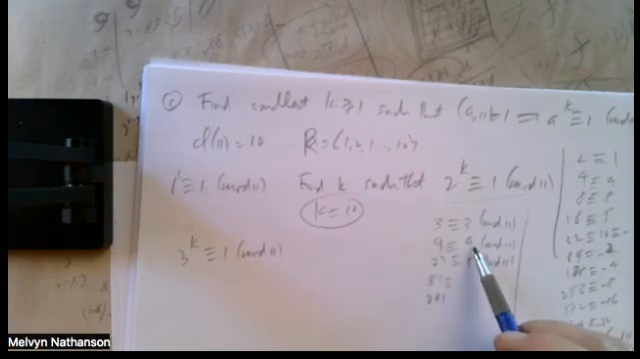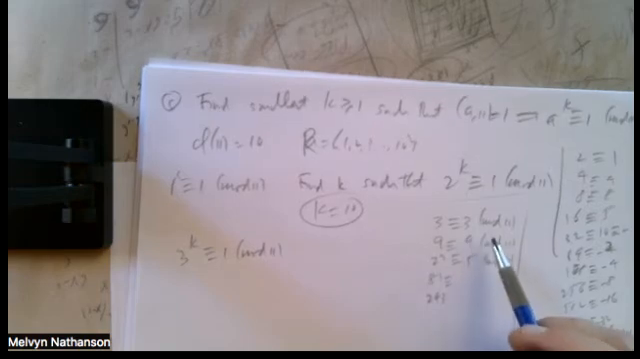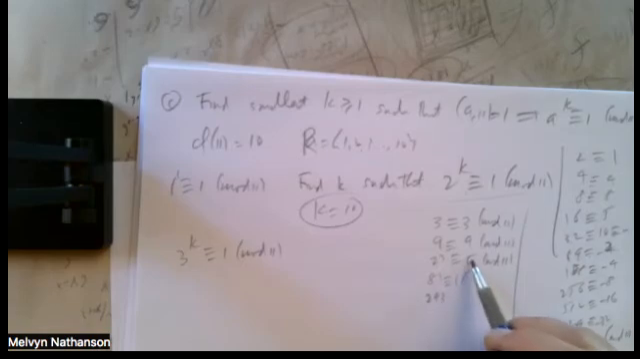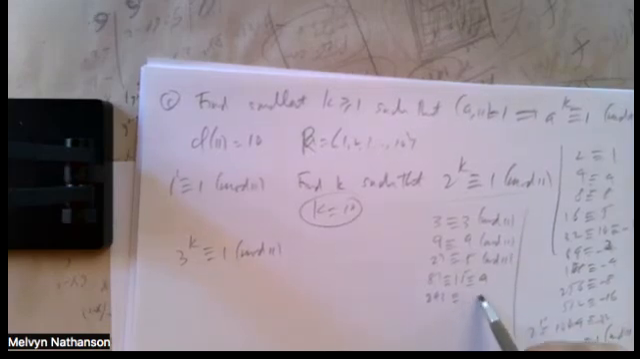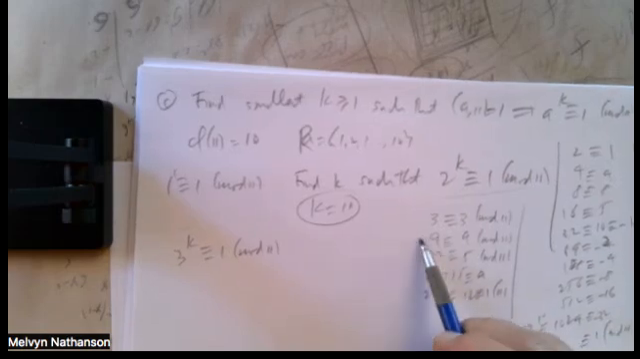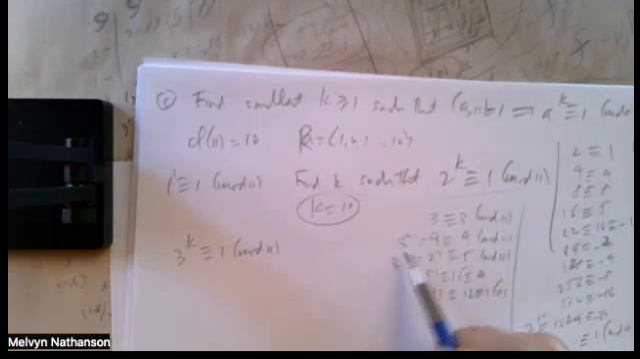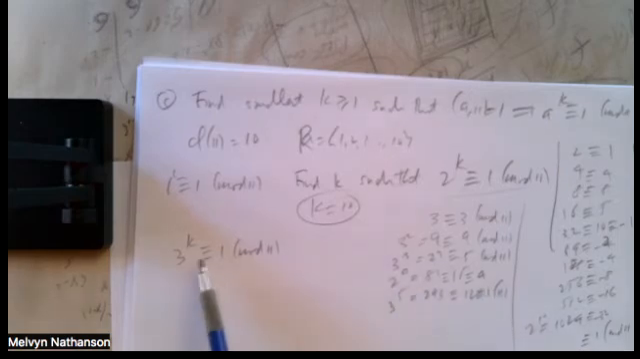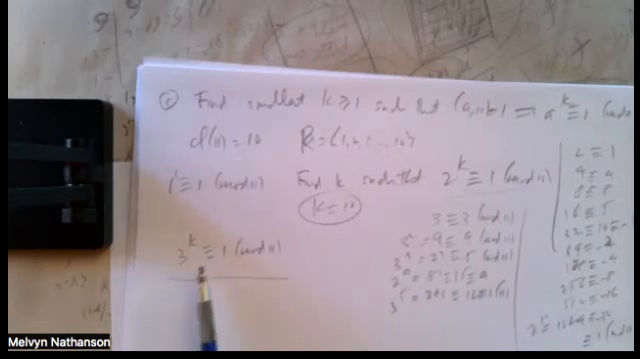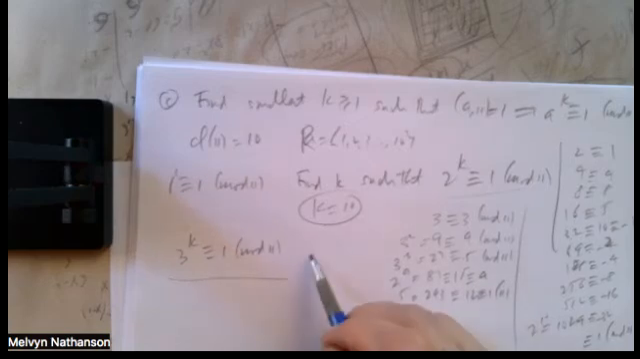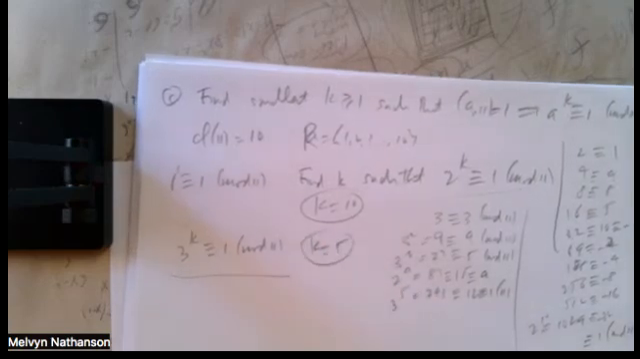81, that's 3 times 27, that's congruent to 15. I just multiply this by 3, which is congruent to 4. 243 is congruent to 12, which is congruent to 1 mod 11. This is 3 squared, this is 3 cubed, this is 3 to the 4th, this is 3 to the 5th. So the smallest k such that 3 to the k is congruent to 1 mod 11 is k equal to 5.